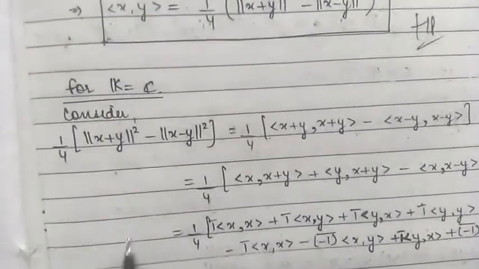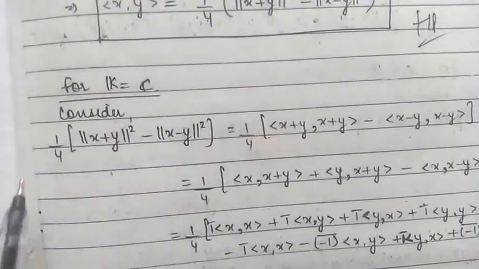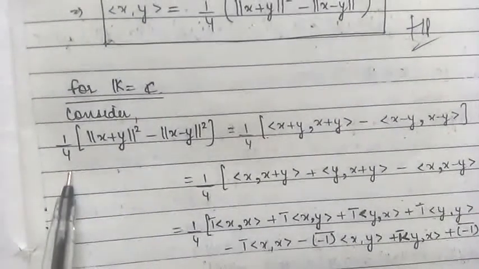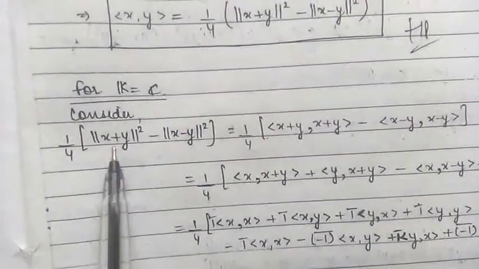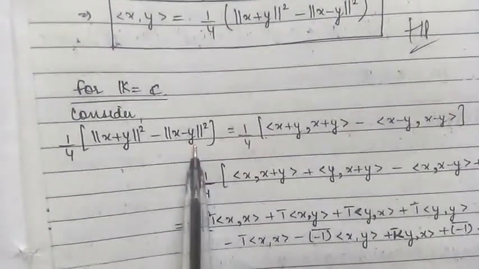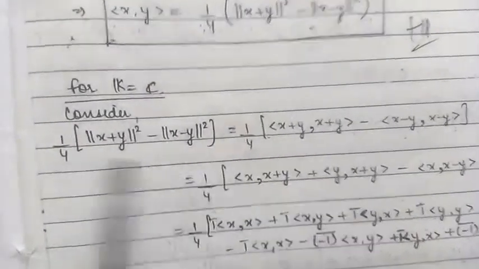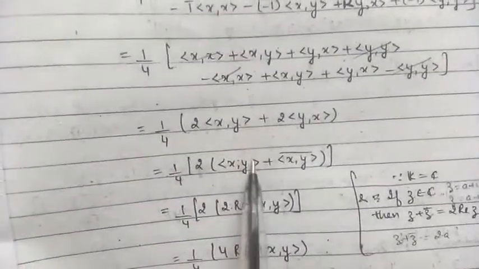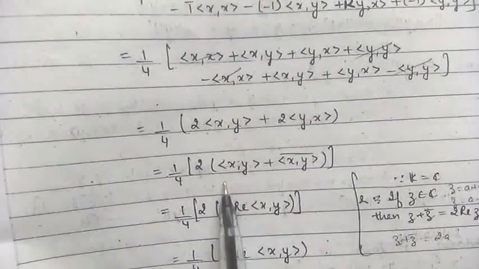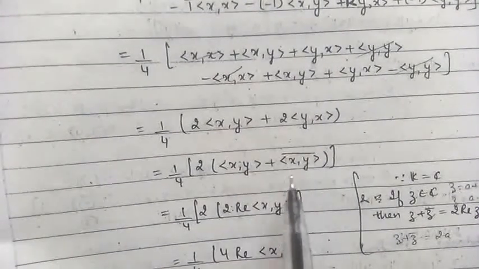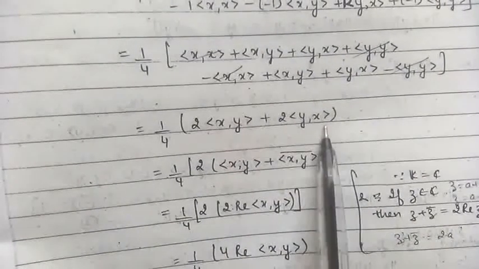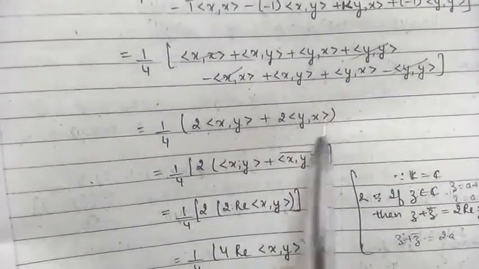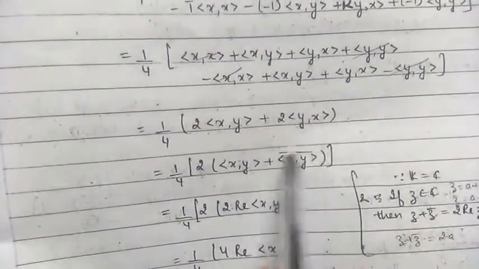Now for the second case, if the field is of complex numbers, let us again find the values. In the first case we have the same thing, as we have already obtained, 1 by 4 times the norm of x plus y squared minus the norm of x minus y squared. The basic difference will be in this term, because the field is of complex numbers, so the conjugate of inner product of x and y is equal to inner product of y with x. So the inner product of y with x is replaced with this term.